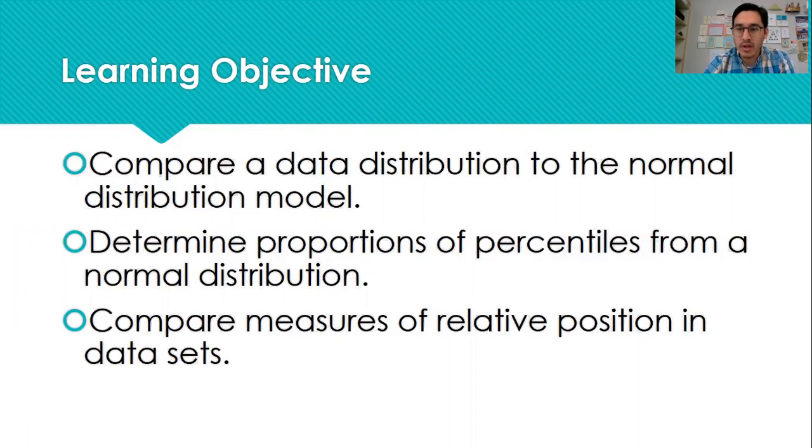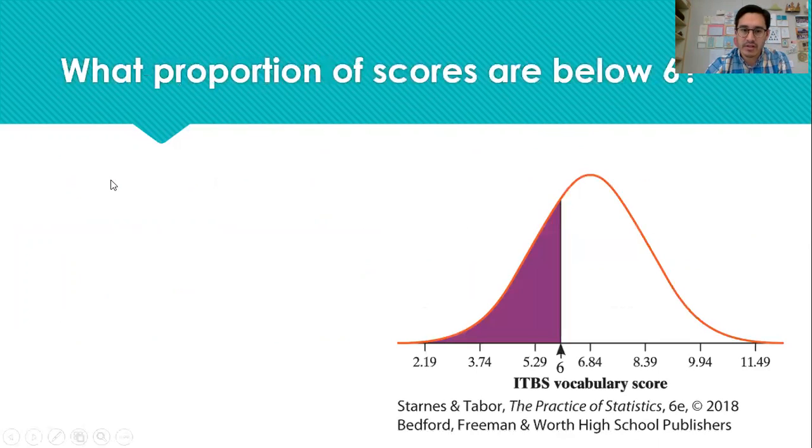In the last video, we used the empirical rule, which basically says that 68% of the data fall within plus or minus 1 standard deviation, 95% between plus or minus 2 standard deviations, and 99.7% fall between plus or minus 3 standard deviations. So here's a question that we might want to ask: what proportion of scores are below 6?